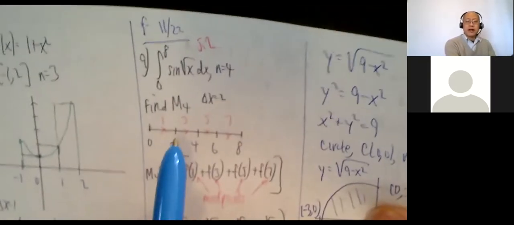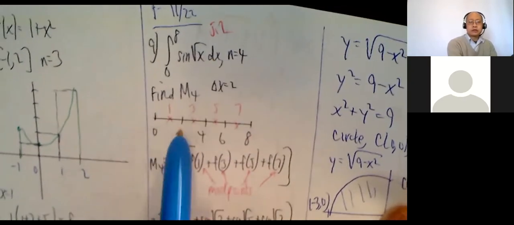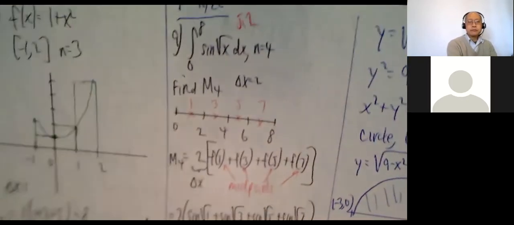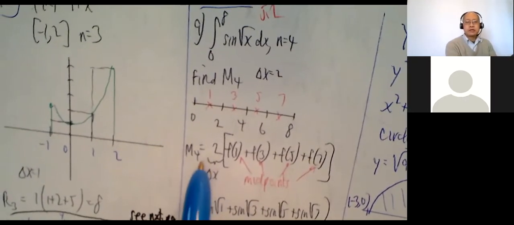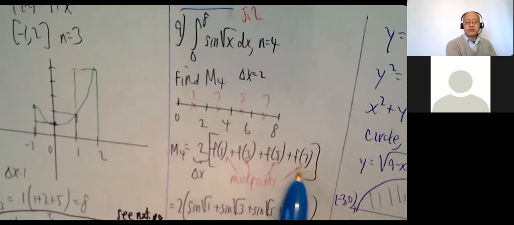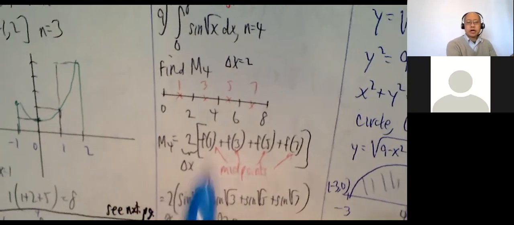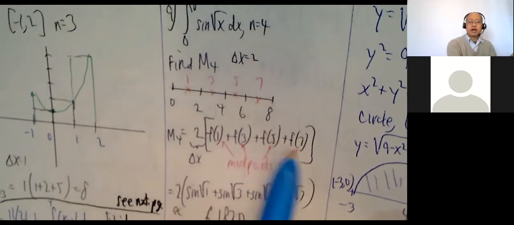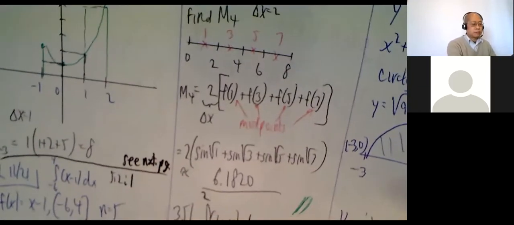Okay, so we're finding M4. It asks for midpoints. So 0 to 8, delta x is 2. So 2, 4, 6, 8. The midpoints are 1, 3, 5, 7. So M4 is simply delta x, which is 2, times f of 1 plus f of 3 plus f of 5 plus f of 7. These are the midpoints. So it's 2 times sine of square root of 1 plus sine of square root of 3 plus the sine of the square root of 5 plus the sine of square root of 7. Punch it in your calculator, 6.1820.